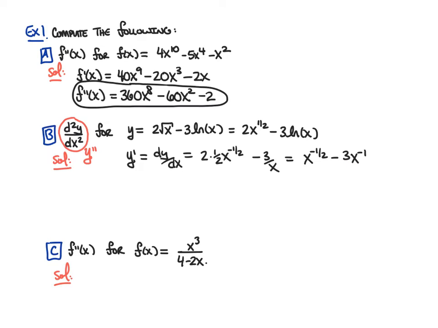And then we're going to go again. We're going to take y double prime, that's the second derivative of y with respect to x. All you're doing is taking another derivative of this function. So we're going to use the power rule again. Bring that minus 1/2 down, take 1 away from the power, then do the same thing. You'll bring the minus 1 down, take 1 away from the power, and then we just clean this up.